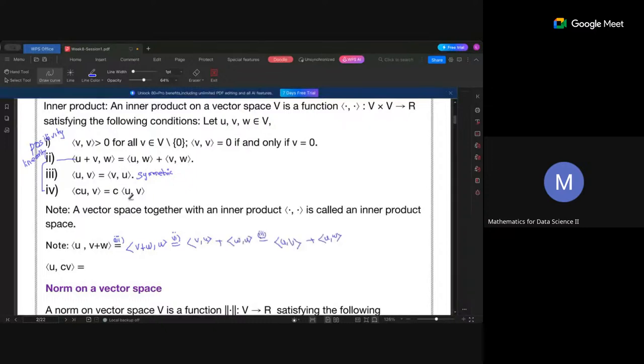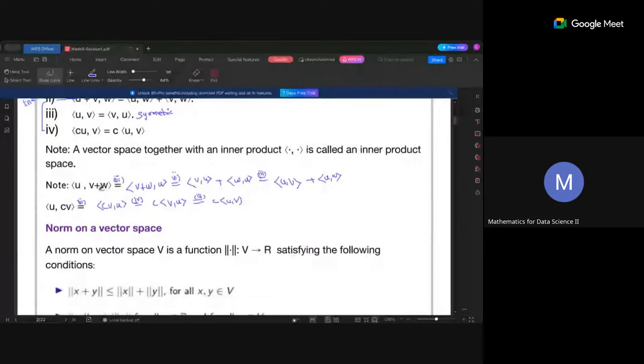Again similar steps. So using symmetric property, this is C times V comma U, and then using property 4, this is equal to C times of V comma U. Again, using property 3, this is nothing but C times of U comma V. Okay, so linearity applies for first position as well as the second position. Okay, fine.